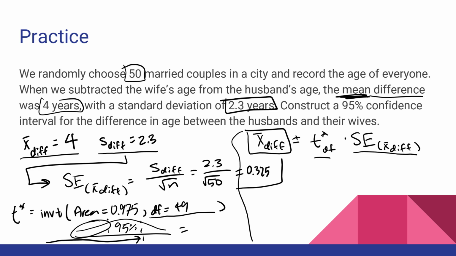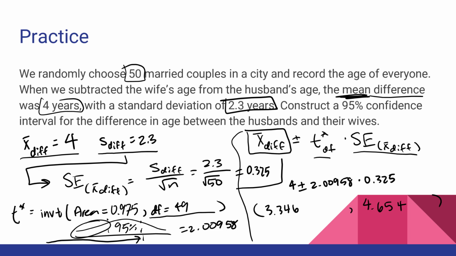And that gives us a t-critical value of 2.009. So we have all the numbers we need now. We can just make our interval. So our x-bar diff is 4 plus or minus 2.00958 times 0.325. That gives us a final interval of 3.346 to 4.654.